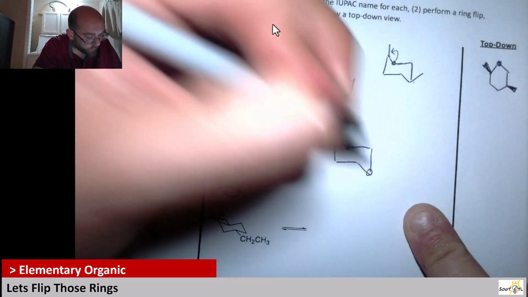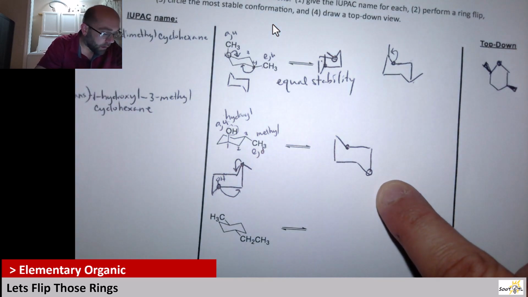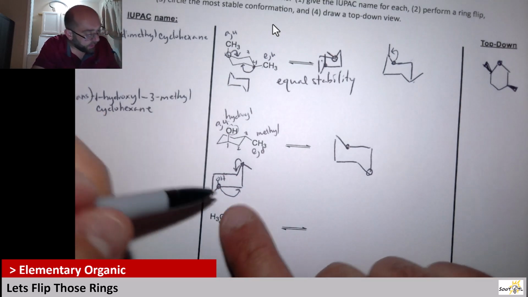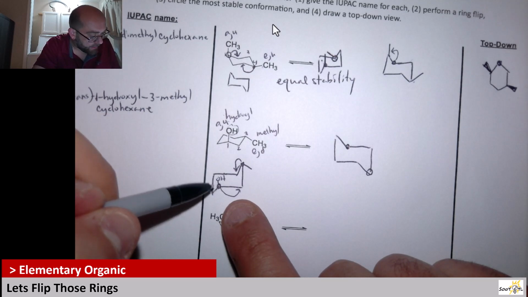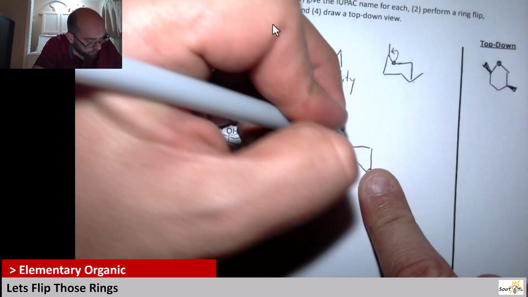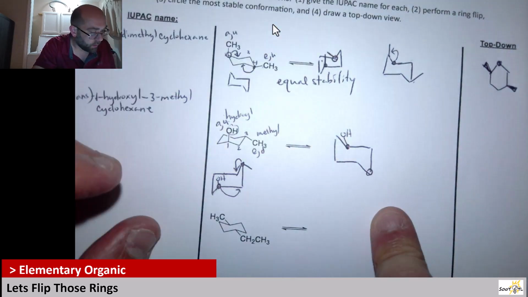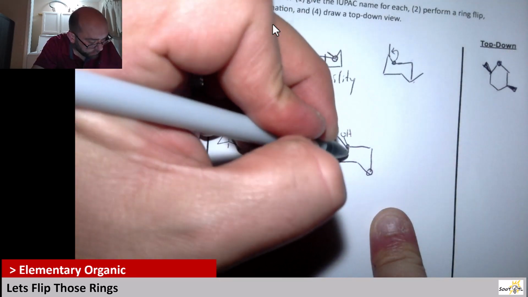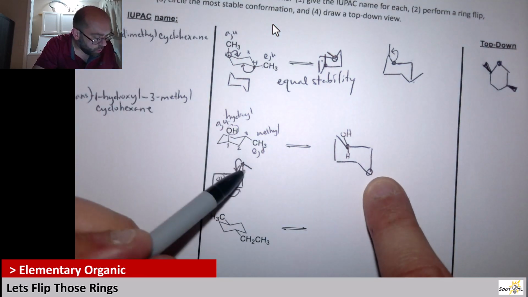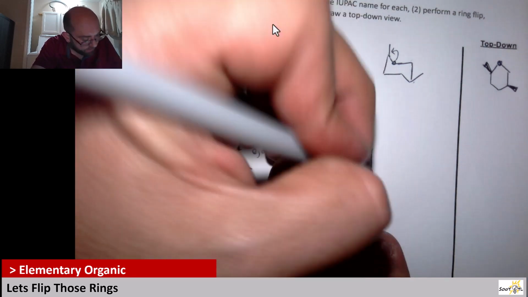So there's the circle. Now if you notice, if it's up, it stays up. If it's down, it stays down. What you're going to swap is the axial and the equatorial nature of everything. So here you have an OH that's axial, so now it's going to be equatorial up, OH. Because you have an axial down hydrogen, so I'll draw it. And then here it was down, so now it's going to be axial down.